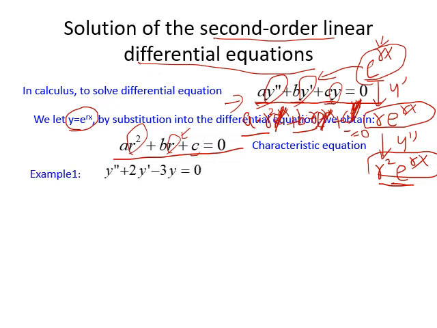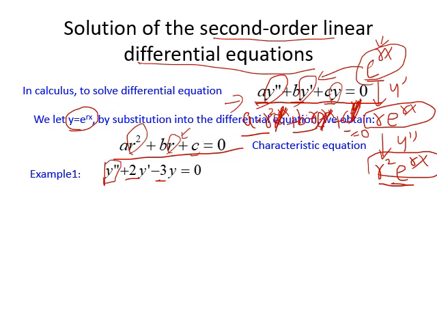This is a second order differential equation. So a is 1, this is b, and c is -3. In order to solve it, we replace this equation using a characteristic equation.